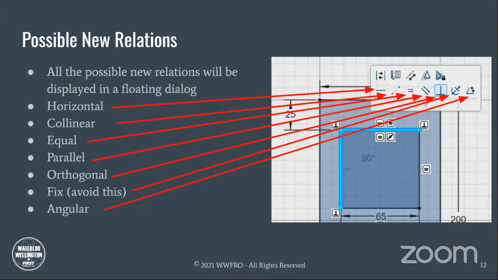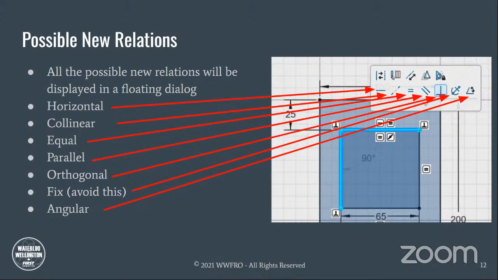Equals, we talked about that. Parallel is another really useful one. Parallel and equal look close to each other, but the parallel lines are always a little bit rotated and longer than the equal lines in pretty much every CAD package. We have the orthogonal. Try and avoid the fix. That just kind of locks everything down in place.